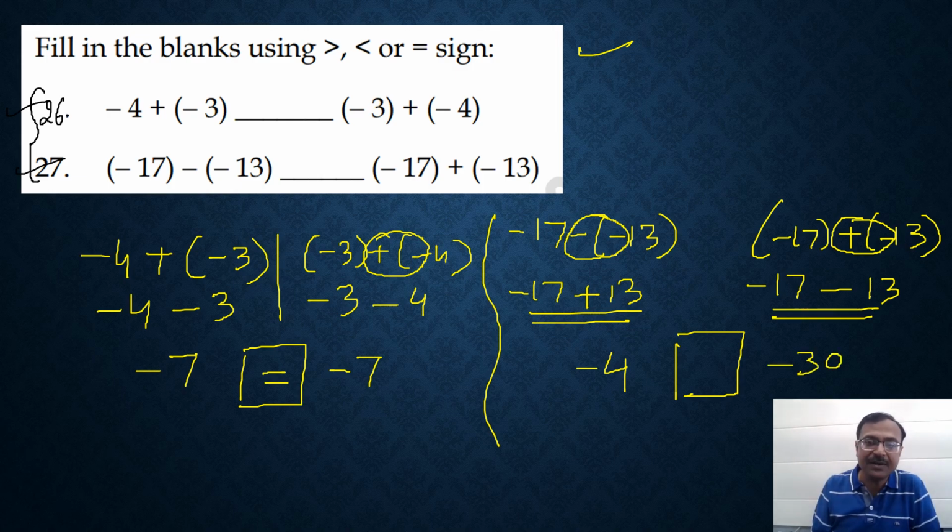So which one is greater? In negative numbers, the number having smaller value, that is -4, is always greater. The more negative a number gets, it becomes smaller. So -4 is greater because it lies close to the origin, that's 0, right? And -30 is far away from origin. So the greater than sign will come here.